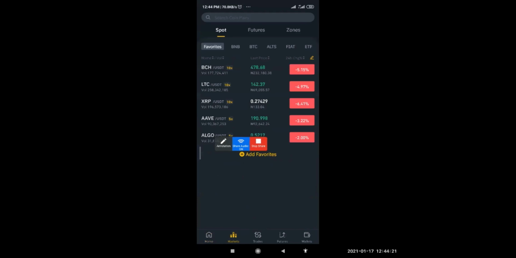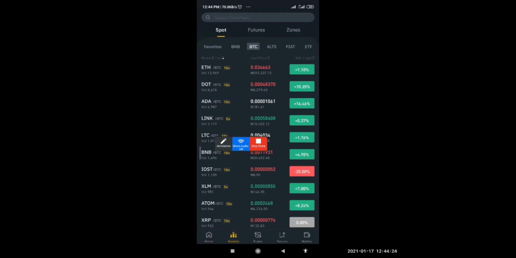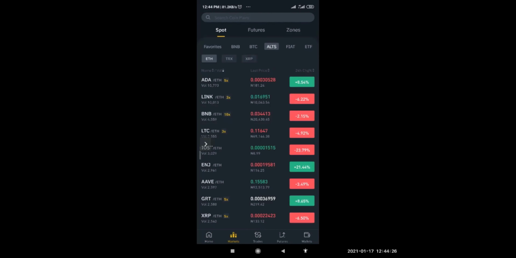So look at it. BNB, BTC, alt, altcoin. Any coin that is not Bitcoin, we call it altcoin. So all these are altcoin. All these, you can call them altcoin. And some people call them shitcoin. So shitcoin or altcoin, whichever you call it is the same.